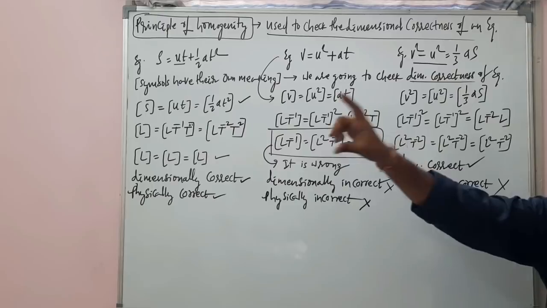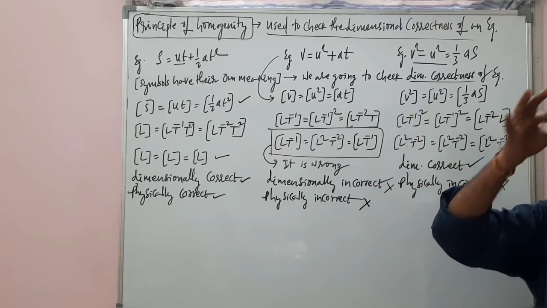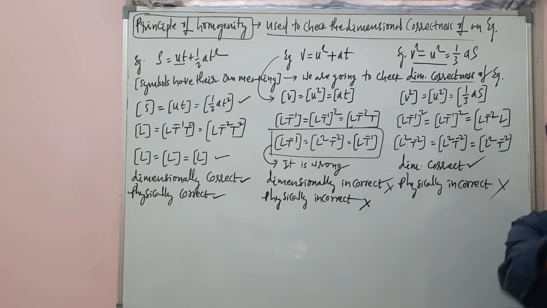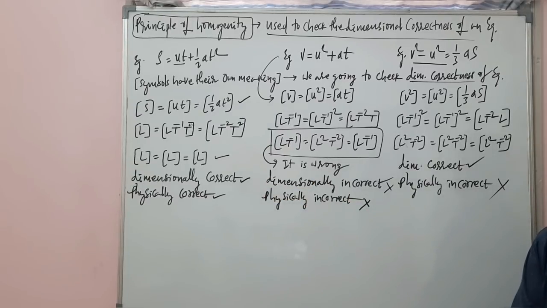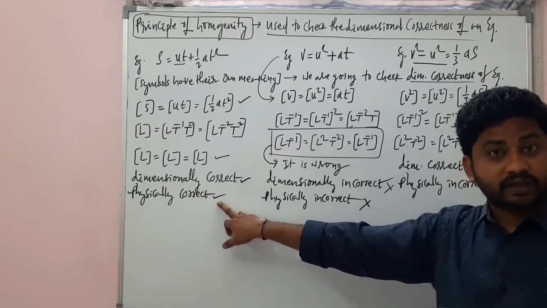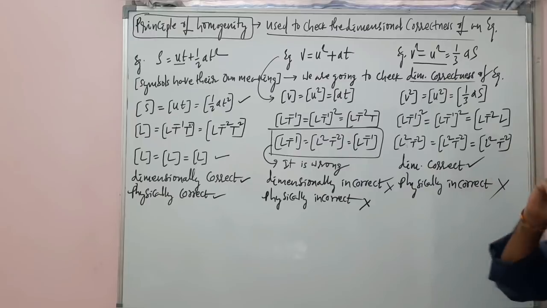They have given an equation. You check the dimensional correctness of the equation and it is correct dimensionally. But it will not guarantee you the physical correctness. May or may not. This is a real example here. This equation is dimensionally correct and physically also correct. But this equation is dimensionally correct, but physically it is not correct.